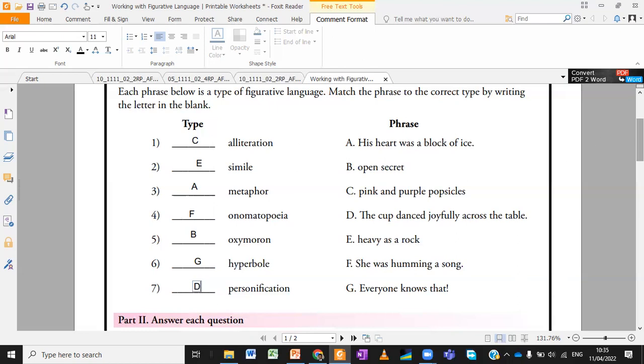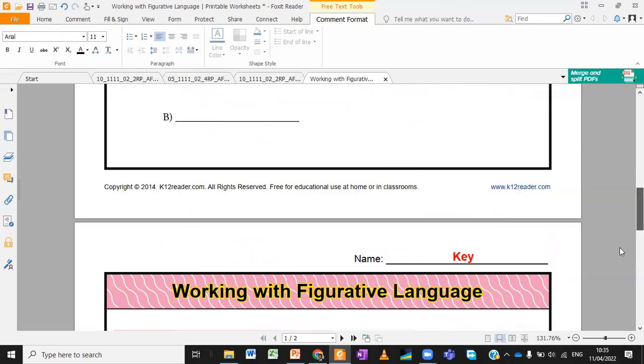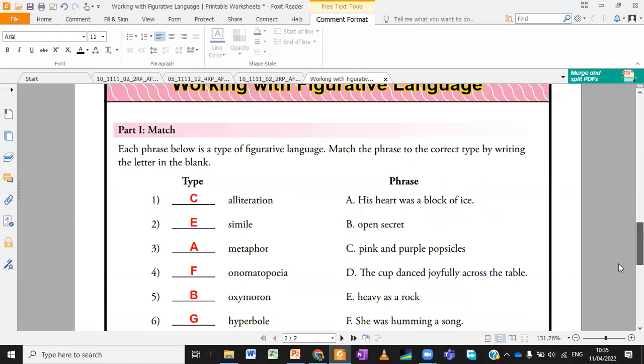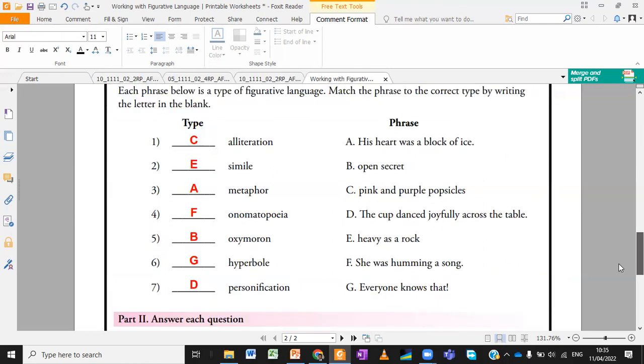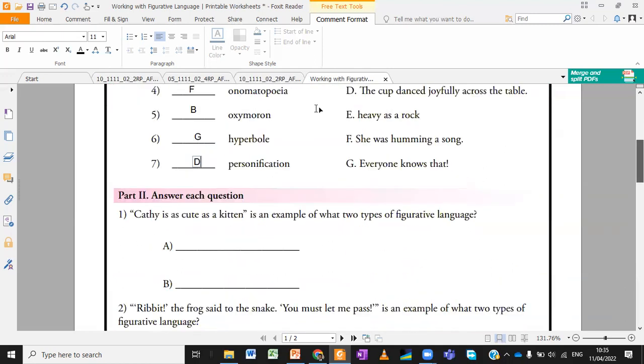Now let's look at the answers. We have C, E, A, F, B, G, D. Perfect. Okay, so we are done with figures of speech.